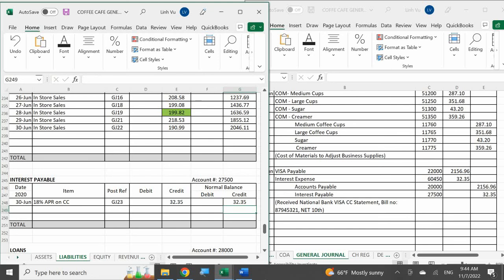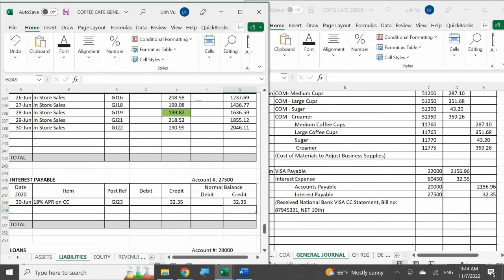Then when the day comes and you decide to pay your credit card, you won't need your interest payable account, but you will be paying your Visa credit card, and you're going to be paying interest expense, and it's going to go straight out of your checking account. That is on the day that you pay.